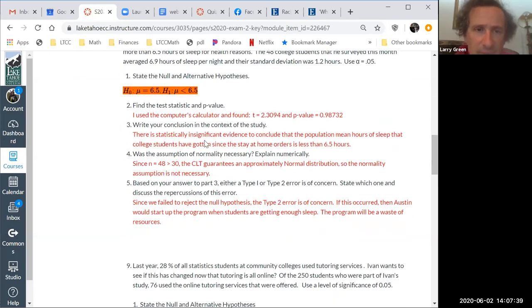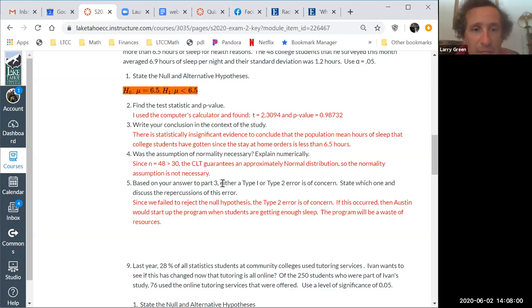Okay. Was the sample size or normality necessary? N was 48, that was given. 48 is bigger than 30. Central limit theorem guarantees normality, so no, it was not necessary. So please ask if there's any questions about any of these.